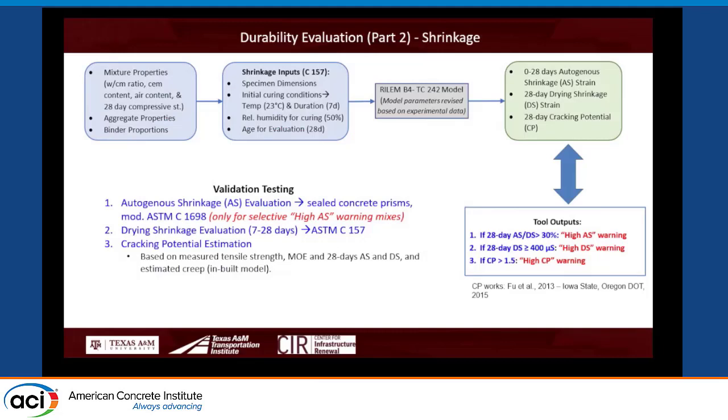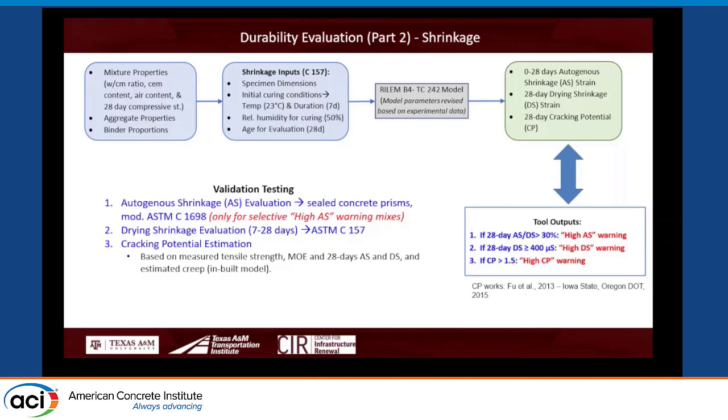For shrinkage, this is what we did. You give the input of the mix design, 28 days compressive strength, aggregate property, and binder proportion. In addition to that, you give the input of 157 information, the shrinkage. Then we use the B4 Riley model. It's a very good model. Why did we select this model? Because it predicts autogenous shrinkage, it predicts the drying shrinkage, and it also predicts the cracking potential. So with this input, it predicts 28 days autogenous shrinkage, drying shrinkage, and cracking potential.